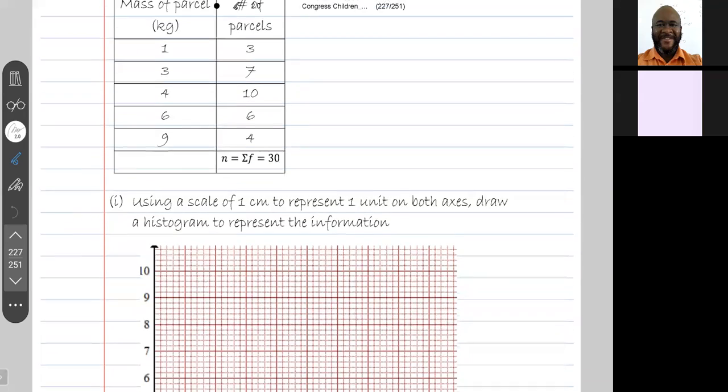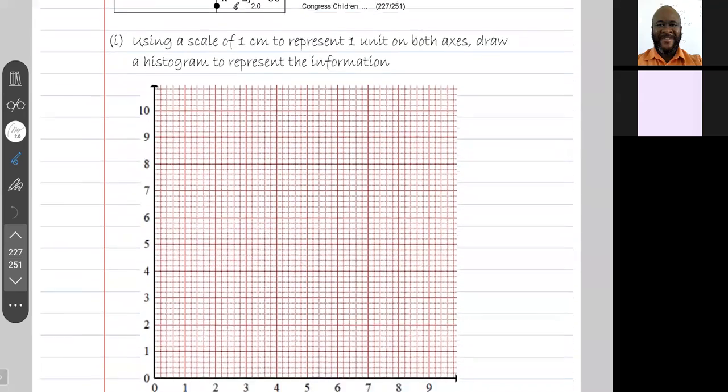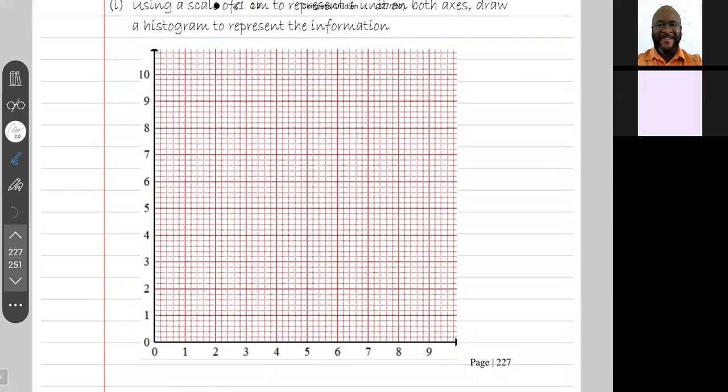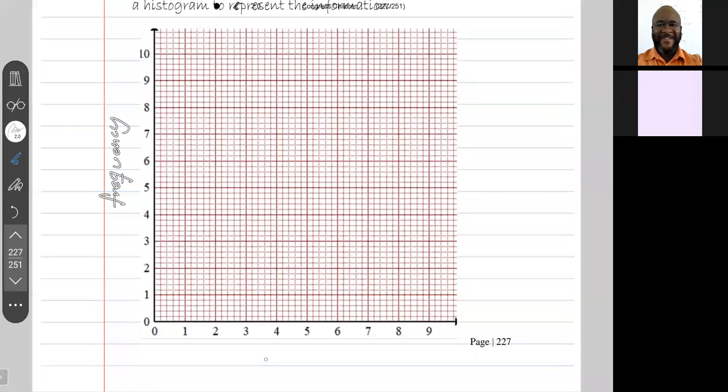All right, this is how I would have drawn it. For starters, for the histogram, over here you're going to have frequency. Now down here, you're going to have values. And the values is mass in kilograms. The frequency is number of parcels.